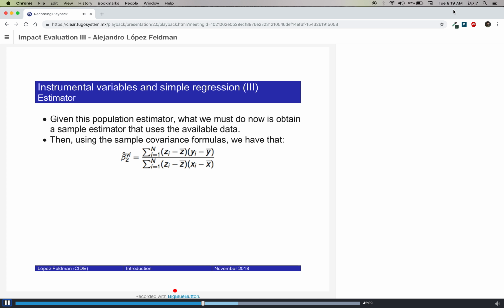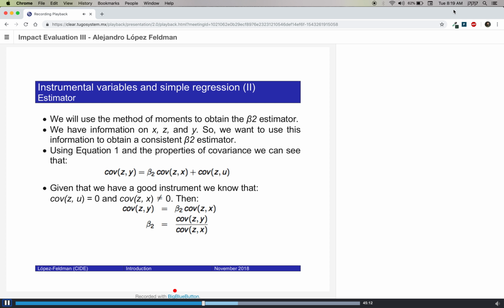So with this expression, maybe I know something about this. I am assuming that Z is a good instrument. So what does it mean that this is a good instrument? This means that the covariance between Z and U is equal to 0, because Z is not related to the error. And besides, this has to be relevant. So a good instrument means that the covariance between Z and X is different from 0. So why is it important? Well, because this allows us to say, okay, this is equal to 0. Okay, I cancel this. And then I can divide the covariance of Z and Y by the covariance of Z and X.